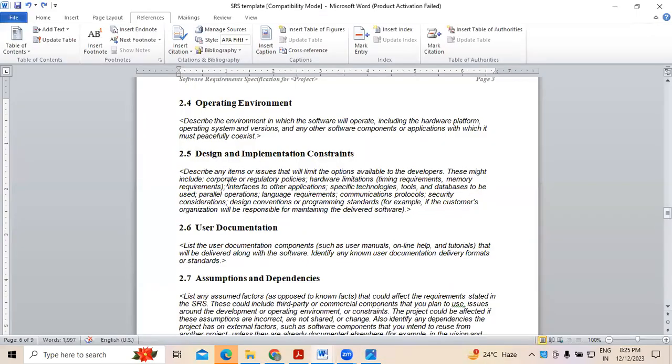So when we are working on these design and implementation constraints, implementation of the project, which is something even connecting to the security considerations also, because different communication protocols we use, security considerations, design conventions, at the same time programming standards, all that, right? So all these things are important. So architects' roles are so important.